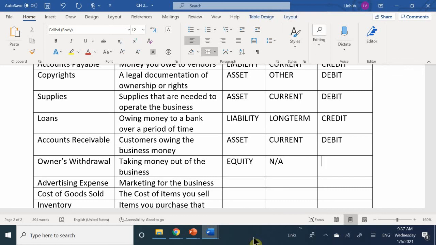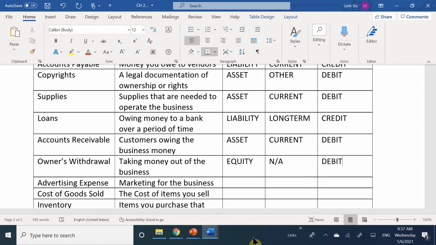So in this case, this is actually a trick question. Credit is a normal balance for an equity account. When you increase it, it's going to be a credit. But in this case, I'm taking away from my equity, so I'm actually decreasing it. So this is going to be a debit. Okay.